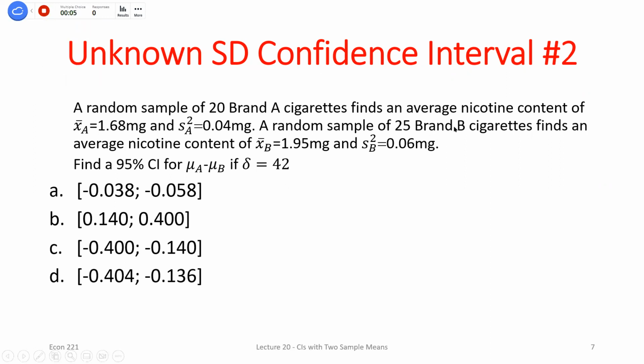So very similar steps to the last problem. I've got two different groups. I'm interested in the difference between group A, cigarette brand A, and cigarette brand B, right? You got the means, sample variances, sample sizes. I need a 95% confidence interval, so I'll even help you out here. 95% confidence will be an alpha of 0.05. I've given you this degrees of freedom, which is 42. If you plug these variances and sample sizes into that equation, you get a degrees of freedom of 42.